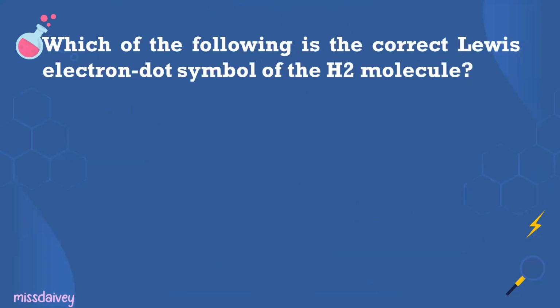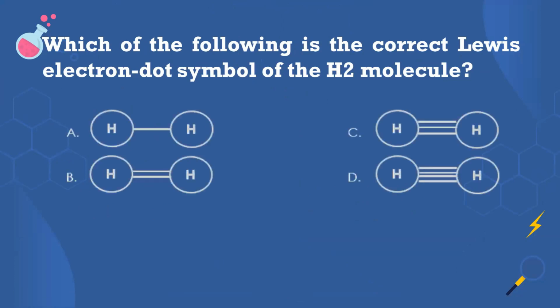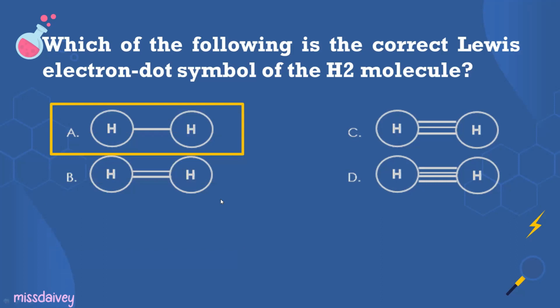Which of the following is the correct Lewis electron-dot symbol of the H2 molecule, or 2 hydrogen molecule? Is it A, H single bond H? Is it B, H double bond H? Is it C, H triple bond H? Or D, H 4 bonds H? The correct answer is letter A, H single bond H.